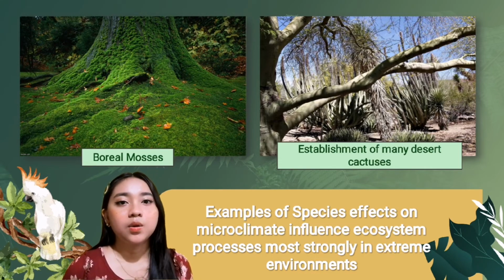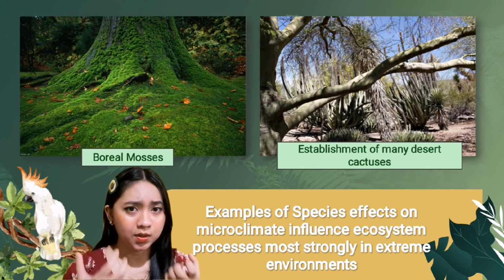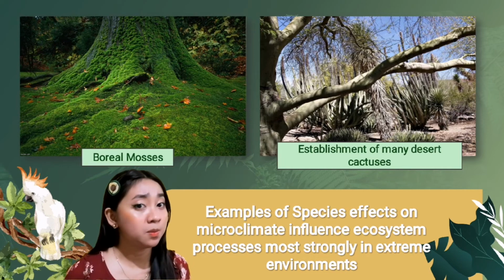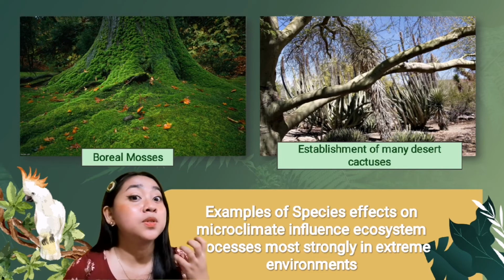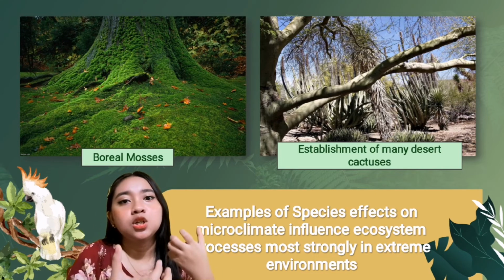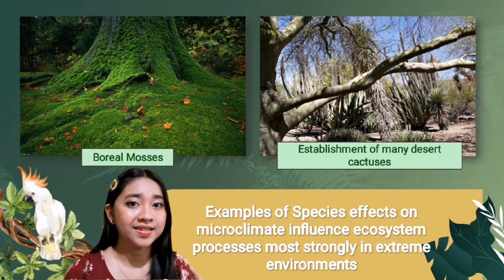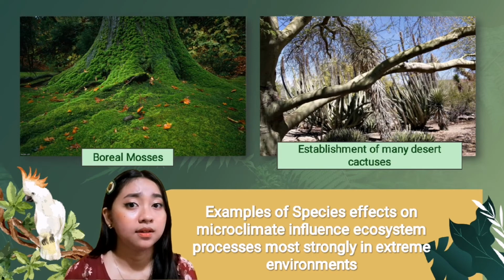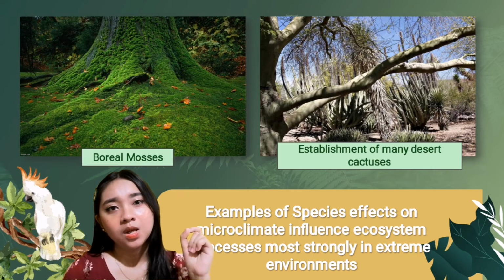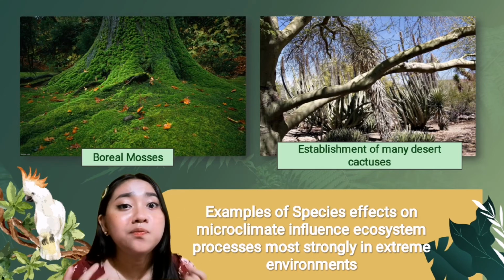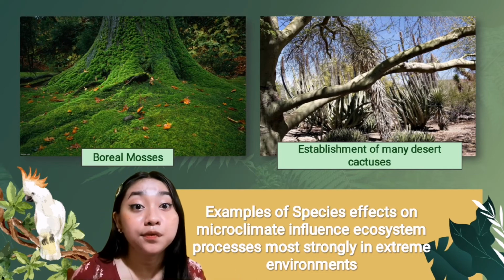We have boreal mosses, which form thick mats that insulate the soil from warm summer air temperatures. The resulting low soil temperature retards decomposition, contributing to the slow rates of nutrient cycling that characterize these ecosystems. As you can see in the picture on the right side, we have an establishment of many desert cactuses. This often occurs in the shade of nurse plants.